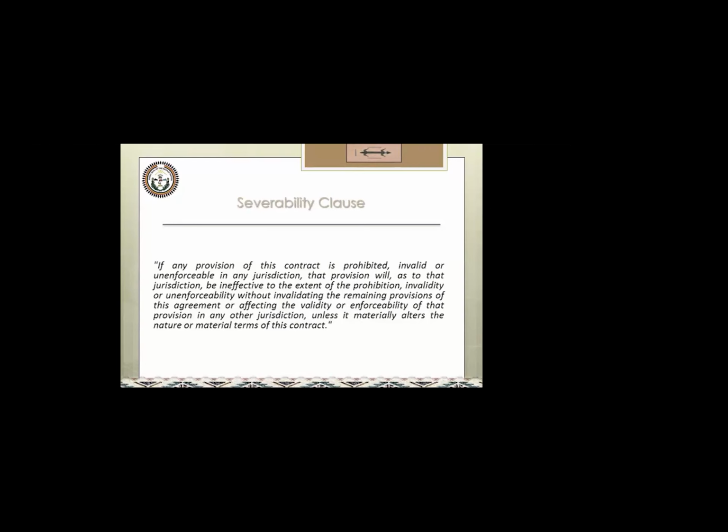Severability clause, right? This is, again, if a court is looking at your contract and says, hey, this provision here is illegal under state law. We cannot enforce this provision. That is struck from the contract. Well, all the other provisions haven't been struck, so there's still an enforcement effect. So if any provision of this contract is prohibited, invalid, or unenforceable in any jurisdiction, that provision will, as to that jurisdiction, be ineffective to the extent of the prohibition, invalidity, or unenforceability without invalidating the remaining provisions of this agreement or affecting the validity and enforceability of that provision in any other jurisdiction.